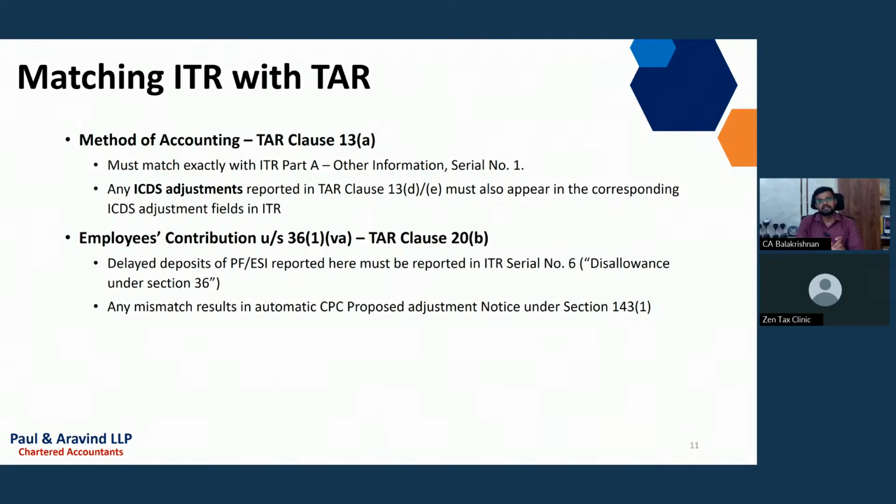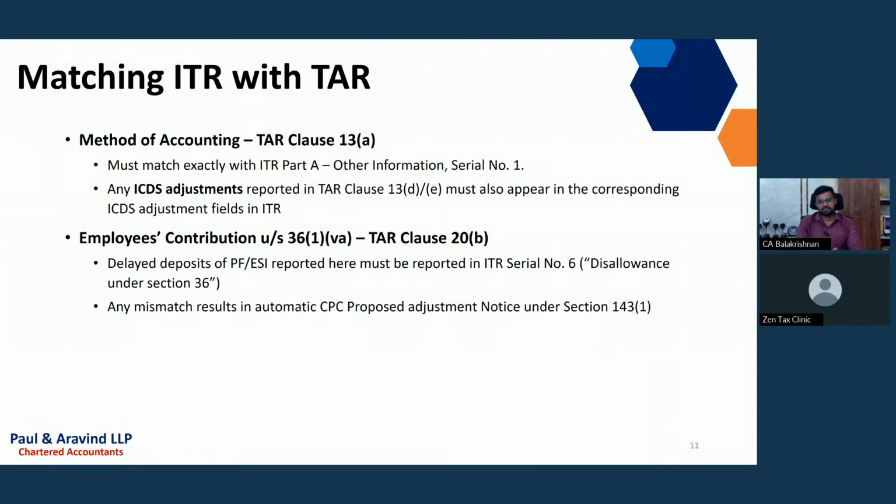In the tax audit report, we need to give details in a detailed manner, such as how much amount was received from the employee, the date of deposit, the due date of deposit, and the total amount of deposit. In case of any disallowance, that also needs to be reported in clause 20B. That disallowance must be matched with the ITR.